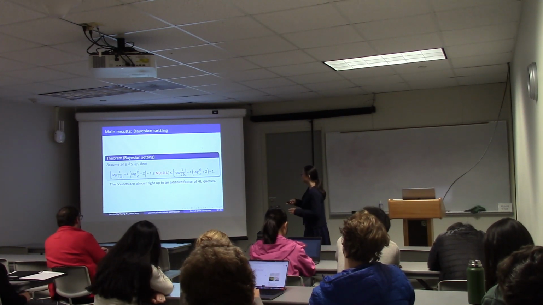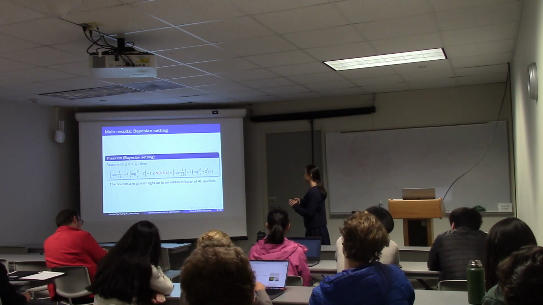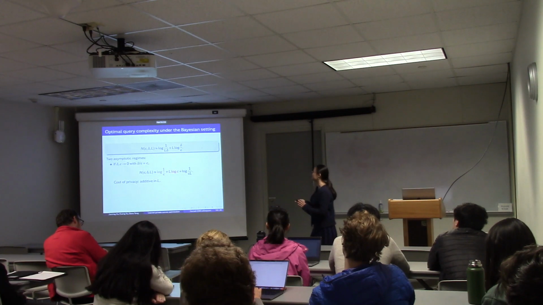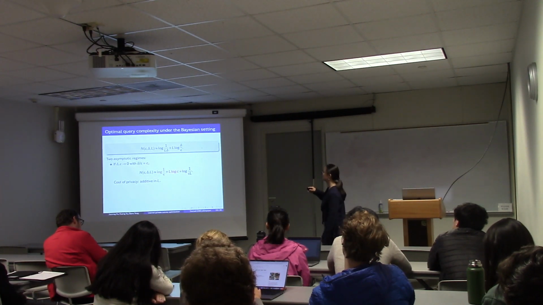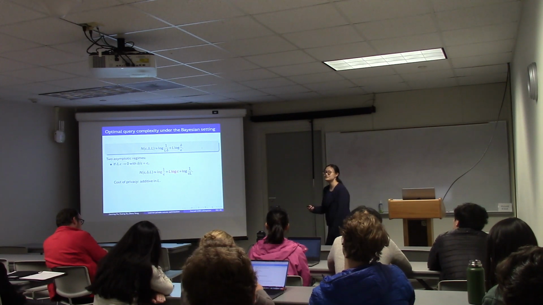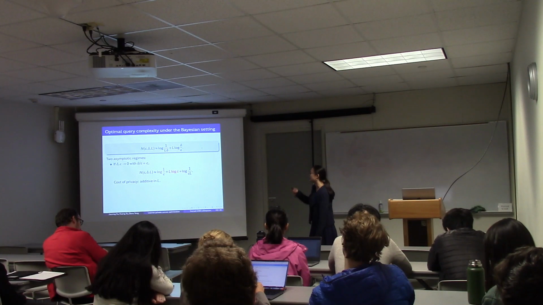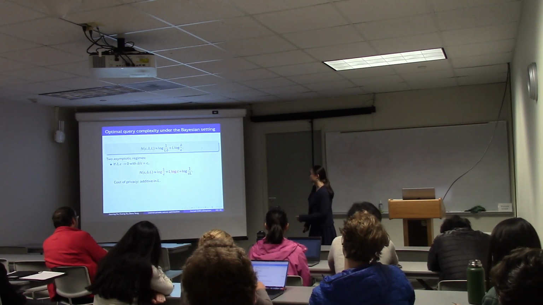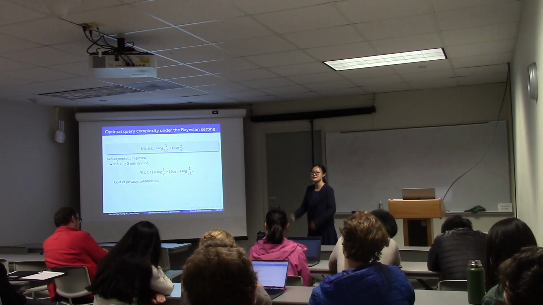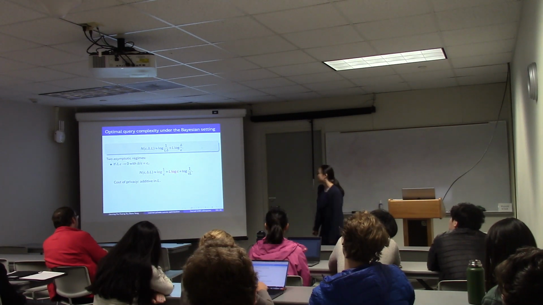So, in short, we show that under the Bayesian setting, the optimal query complexity behaves like this term. It's log 1/L epsilon plus L multiple of delta over epsilon. So I would like to focus on two asymptotic regimes to talk about how this optimal query complexity behaves, because we actually see some very interesting phase transition.